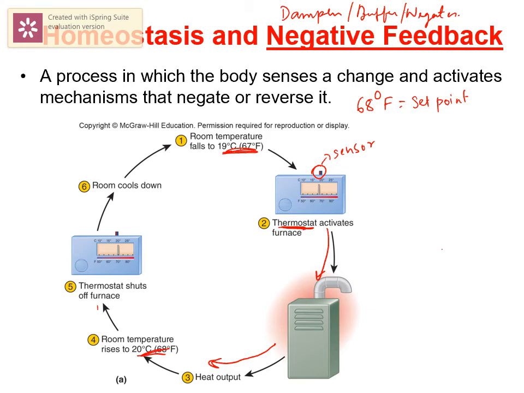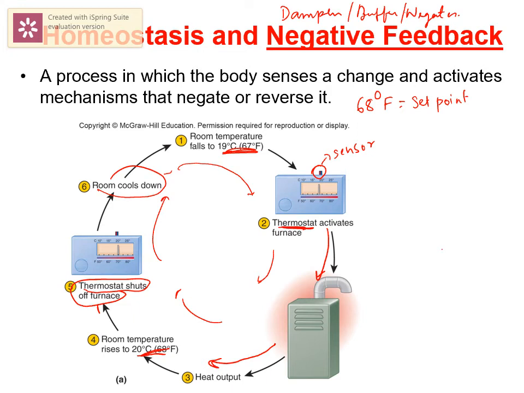And when the temperature is returned to normal, the thermostat shuts off. When the room cools down again, the process repeats. You see how it is a loop? It keeps going on and on and on to make sure the temperature is maintained at 68 Fahrenheit.